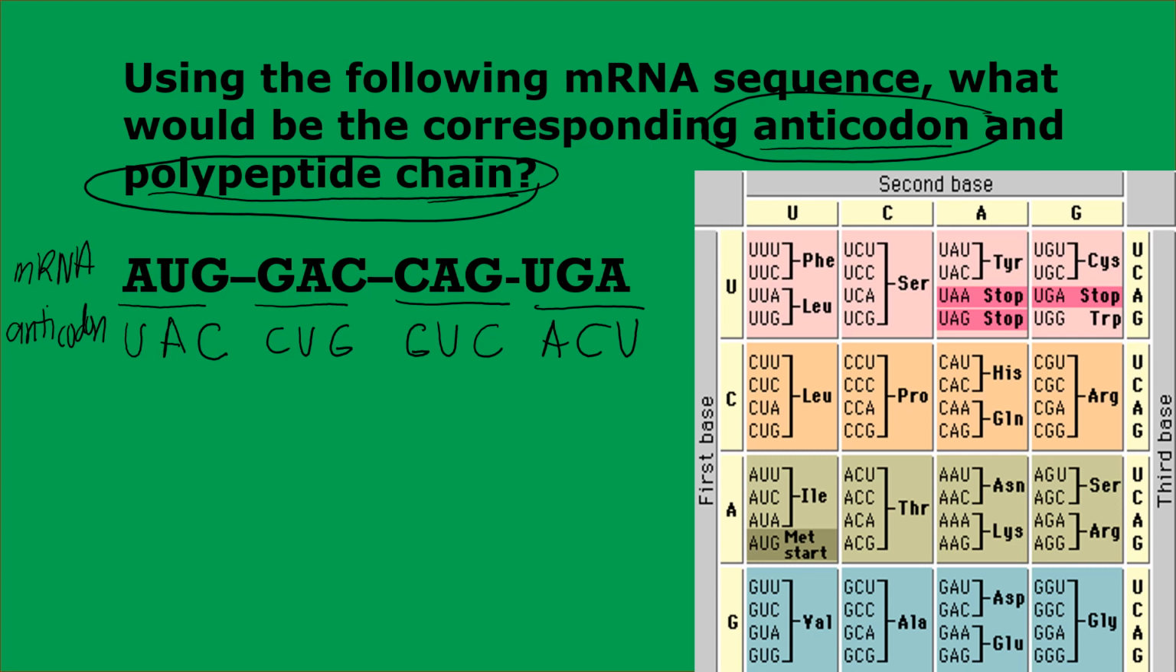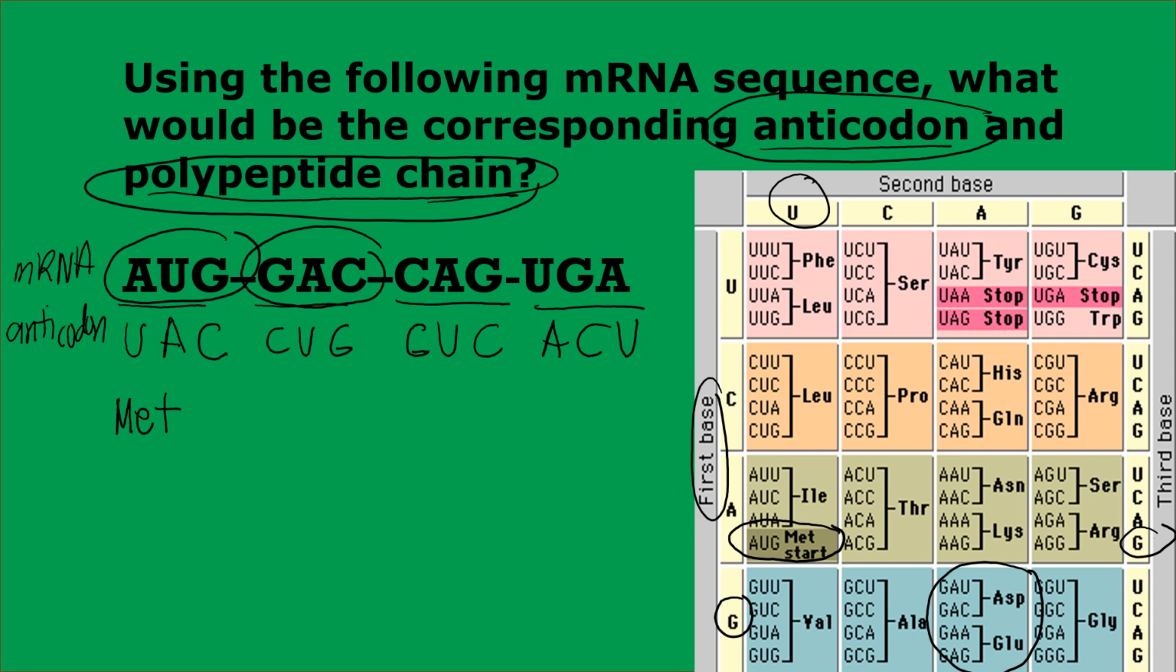So that would bring us to the genetic code. We start with AUG. This is the first base, A, and then U, so we stay here, and then G. So AUG is methionine, which is our start codon. Let's go to the next one, GAC. G, A, and C, that is Asp, or aspartic acid.